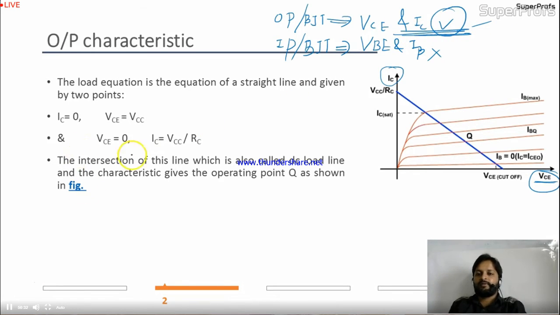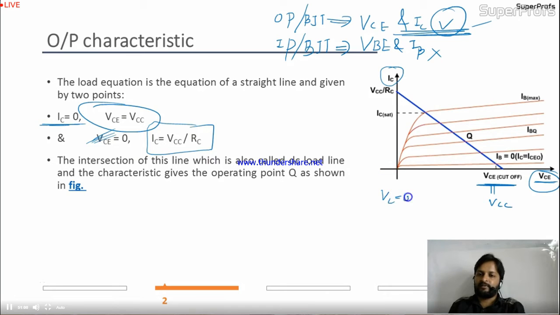So if you draw the load line, how will you draw? When IC equal to 0, VCE equal to VCC. So here I'll take it. This is IC equal to 0, so this is VCE, or I can say this is VCC. Why? This is the cutoff, when current is 0 over here, right? Now, if you put VCE equal to 0, you'll get IC equal to VCC by RC, at this line only, this vertical line. So at VCE equal to 0, IC you are getting VCC by RC, and you connect these 2 points.